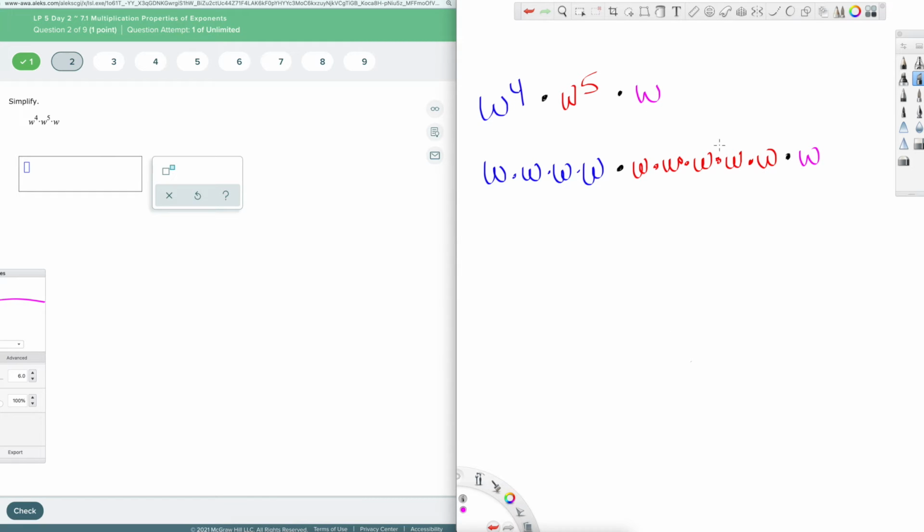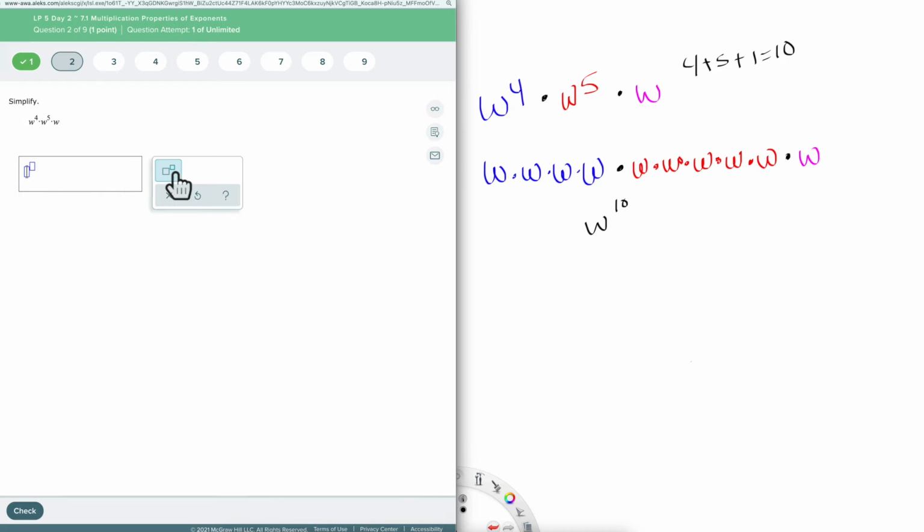So again, if I can rewrite these as w to the 4th power, and these as w to the 5th power, I can simply look at the entire bunch and say, okay, how many do I have total? I have 4 plus 5 plus 1 more, and that's 10. So I have 10 w's total that I'm multiplying together. Make sure you know that if you don't see an exponent, it's a 1. So I still have 1 there, so I have to add them together. That's why we get 10. All right, so w, not a. I don't know why I wrote a. W to the 10th power.